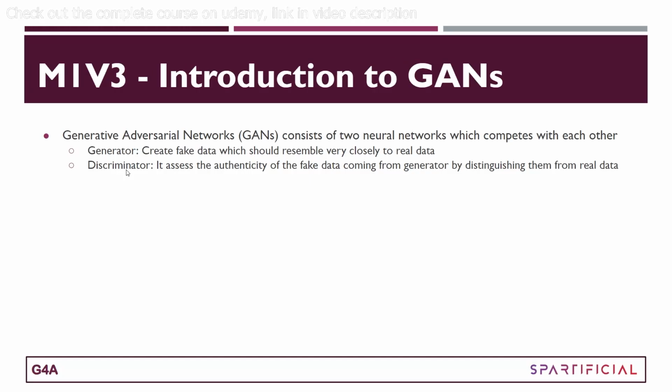If my discriminator says that the fake data from the generator is actually real, it means that the generator is able to produce good results. It gets some kind of feedback from the discriminator that, hey, dude, you're performing well. And the task of the generator is to fool the discriminator.